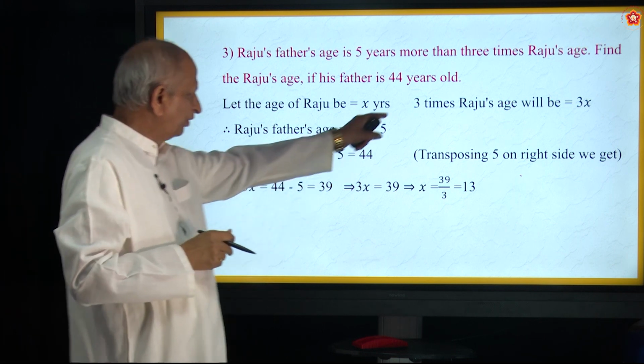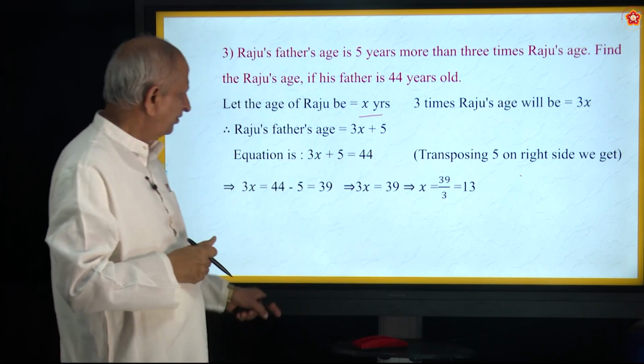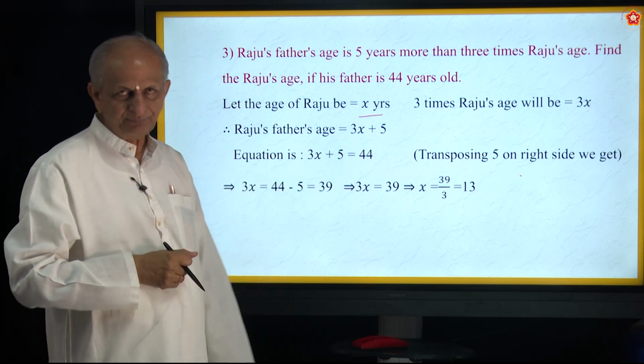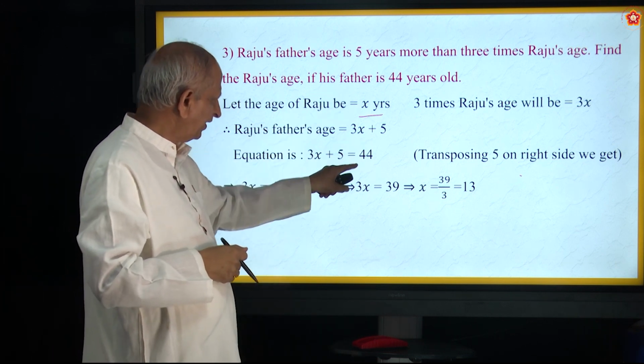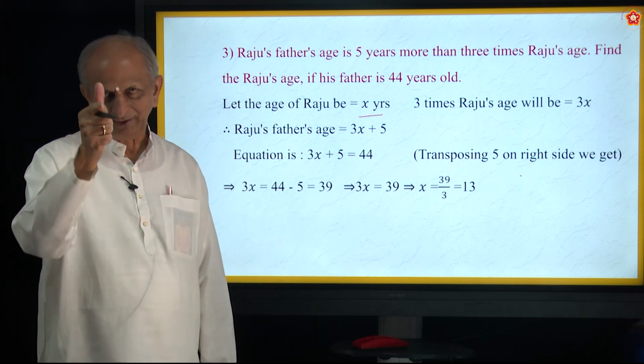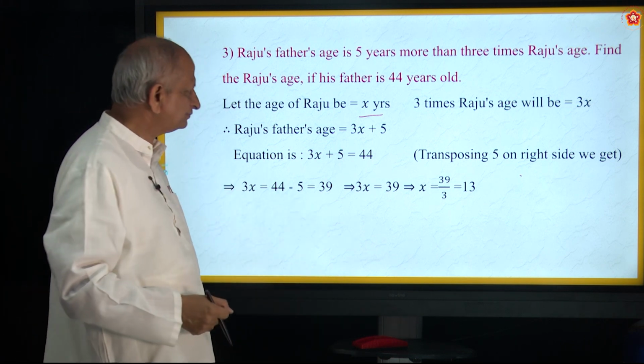So, 3 times means how much? 3x. 5 years more means what? 3x plus 5. And the answer is also given, 44. And then solve the equation. Got it? Okay, note down.